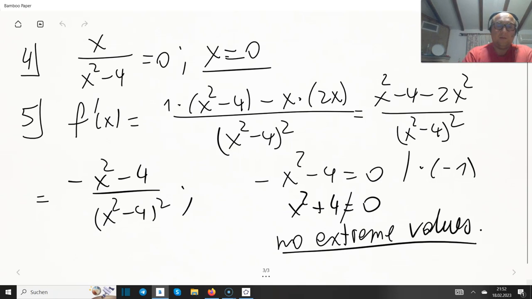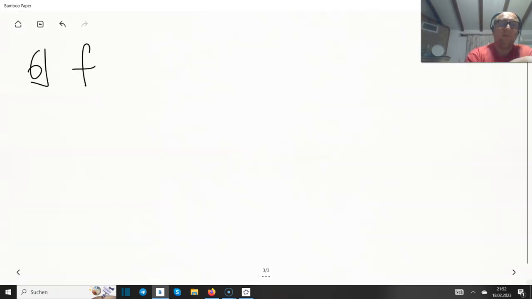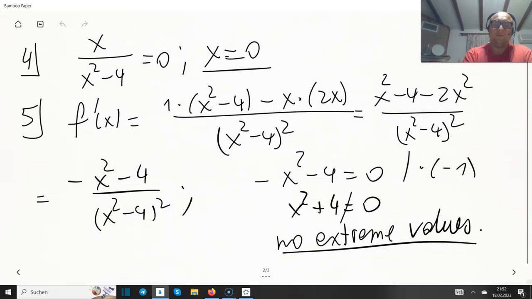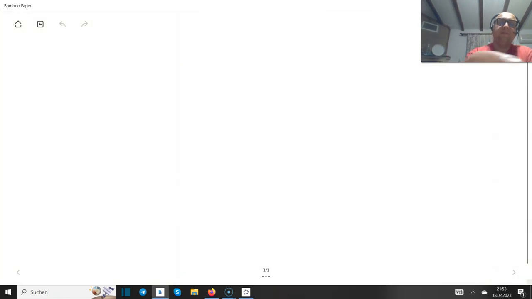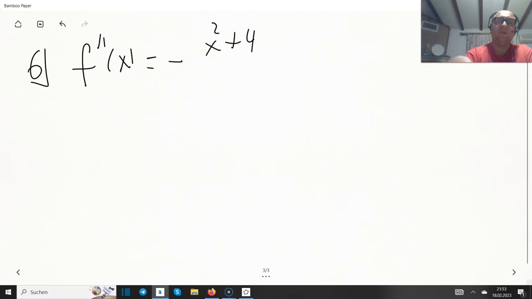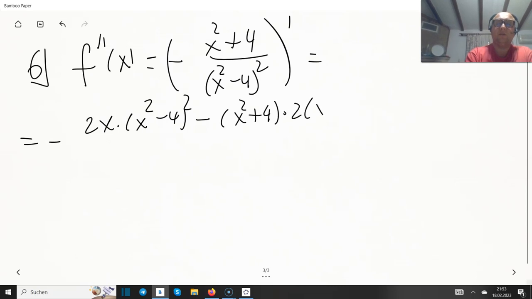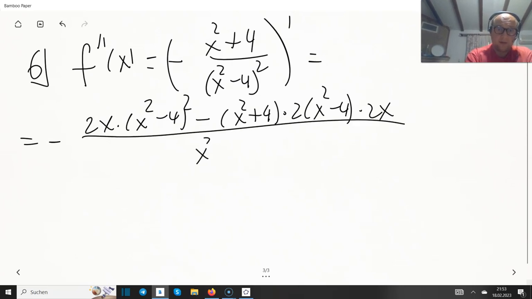All right. Number 6, points of inflection. Maybe we're luckier in this case. Let's see. We're considering the first derivative, which was minus x squared plus 4. I can kick minus in front, by the way. Minus x squared plus 4 divided over x squared minus 4 squared, and still I would like to produce a derivative of it. So just 2x times x squared minus 4 squared minus x squared plus 4 unchanged times 2 times x squared minus 4 to the power of 1 times 2x divided over x squared minus 4 to the power of 4.